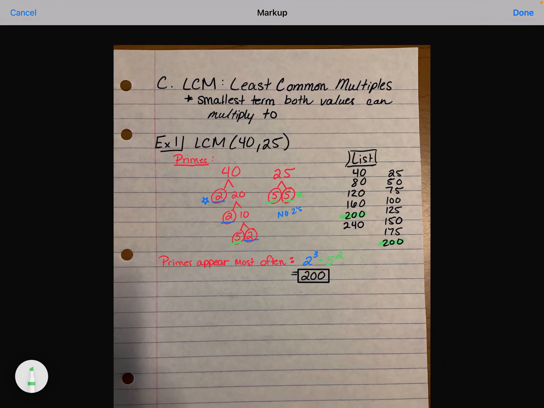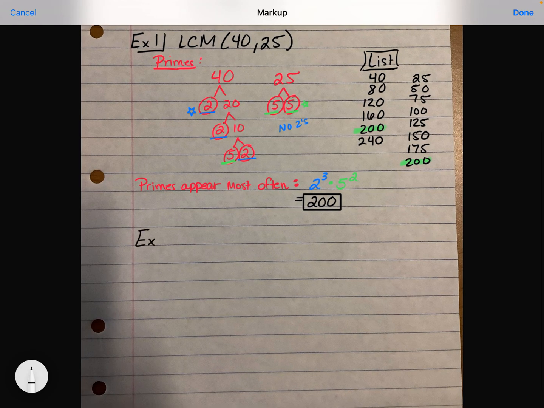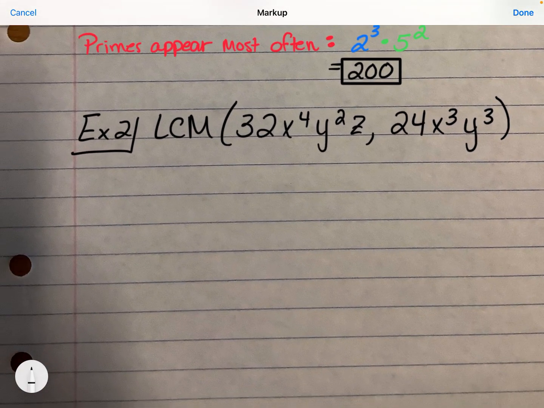Let's try another example. Example 2. Now we're going to include some variables. We're going to look for the least common multiple of 32 x to the 4th y squared z and 24 x cubed y cubed. So again, we start with our primes.